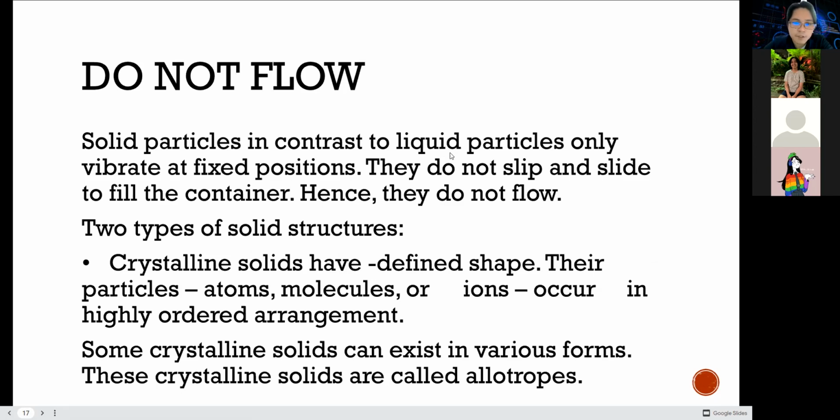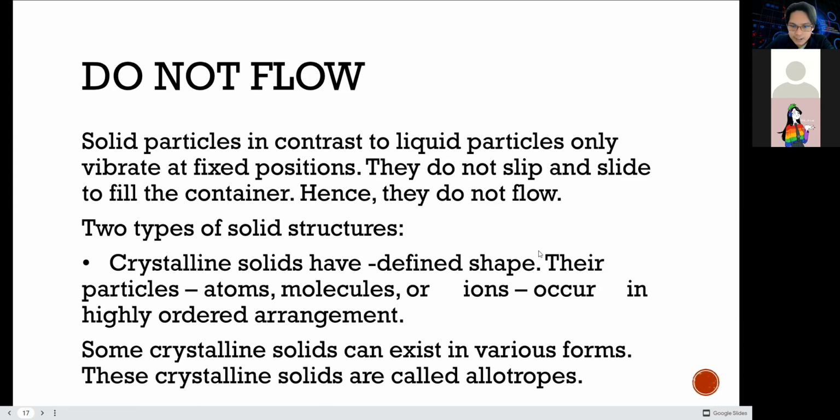Two types of solid structures we have. Crystalline solids have a defined shape. Their particles, atoms, molecules, or ions occur in a highly ordered arrangement. Some crystalline solids can exist in various forms. These are called allotropes.